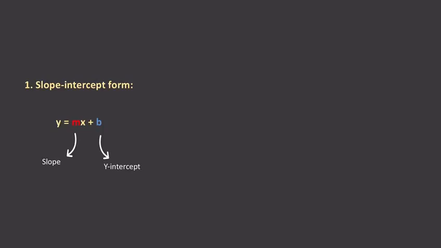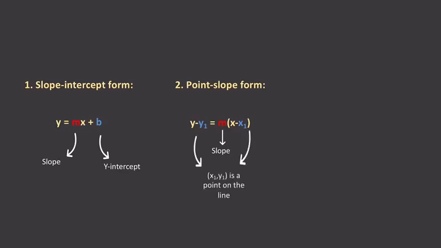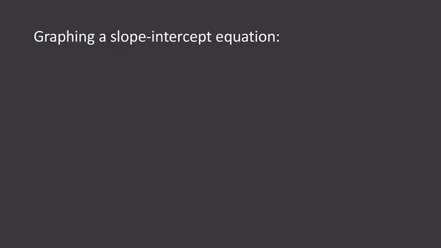The second is the point-slope form, where we have y - y1 = m(x - x1). Here, the m represents the slope, as in the first form, and y1 and x1 are the coordinates of a point on the line. And finally, the last form is the standard form, where we have ax + by = c. A, b, and c are constants.